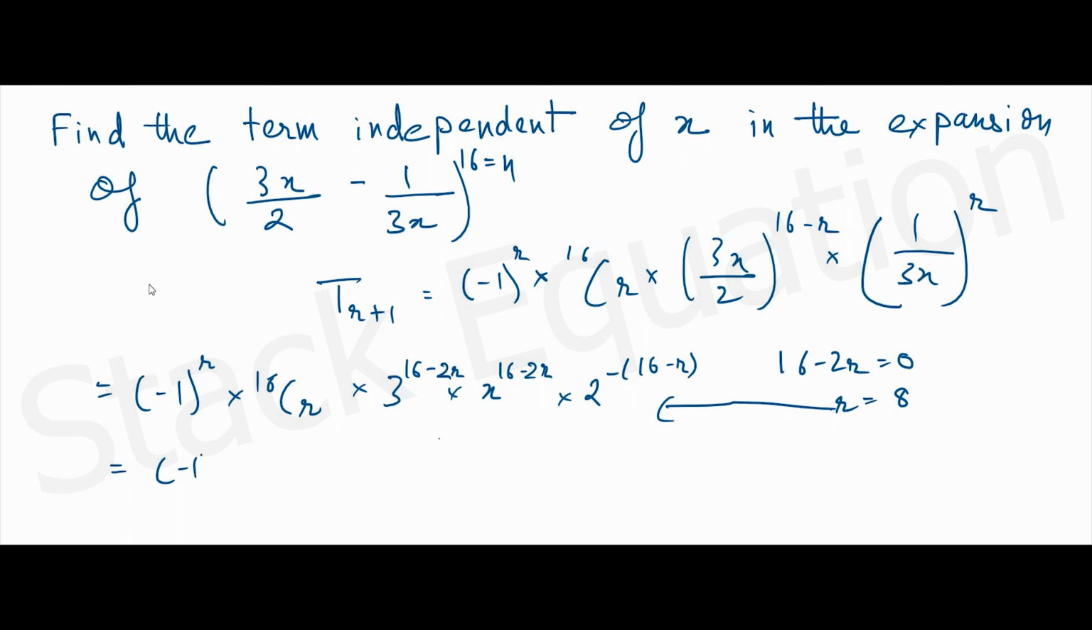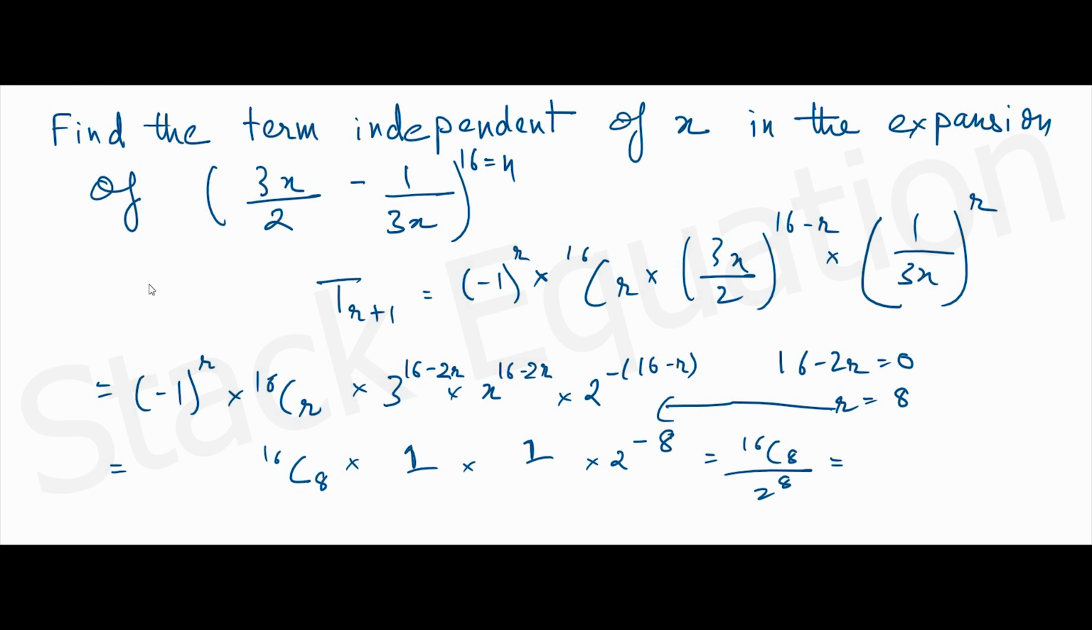So (−1)^8 into 16C8 into 3^(16−2×8) into x^(16−2×8) into 2^(−(16−8)). 16 minus 2 into 8 is 16 minus 16, that is 0, so this will become 1. This is again 16 minus 16, x to the power 0, so this will also become 1. This is 16 minus 8, so this will become 2 to the power minus 8. Minus 1 to the power 8 is 1. So we get 16C8 by 2 to the power 8.